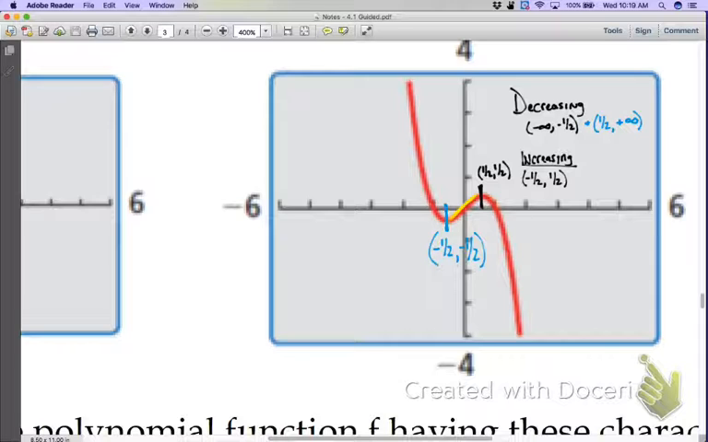Now, we have values that aren't included. Whenever we get further into it, whenever we really get to the end of the chapter, we're going to talk about what's called minimums and maximums. Your minimums and maximums are like the low point of your valley and your high point of your hill. But we'll get into that later.